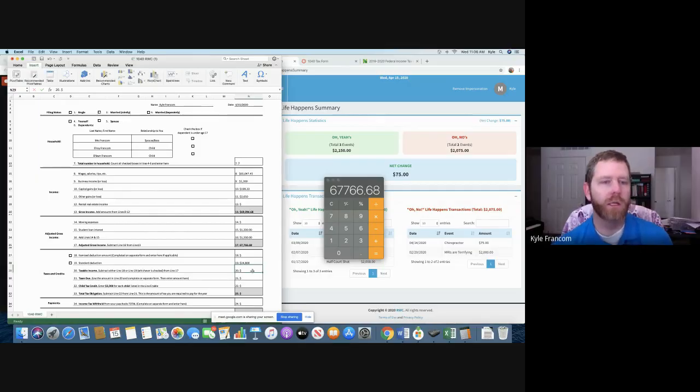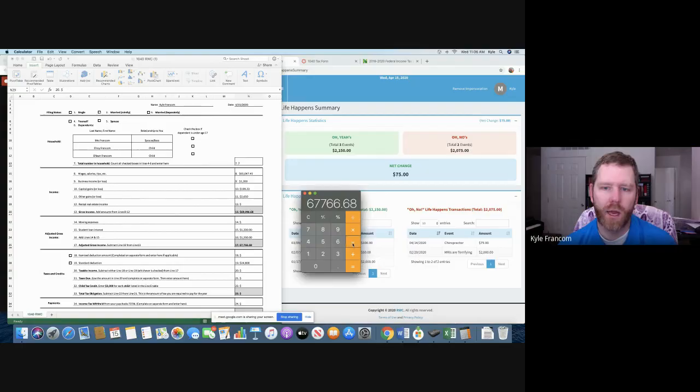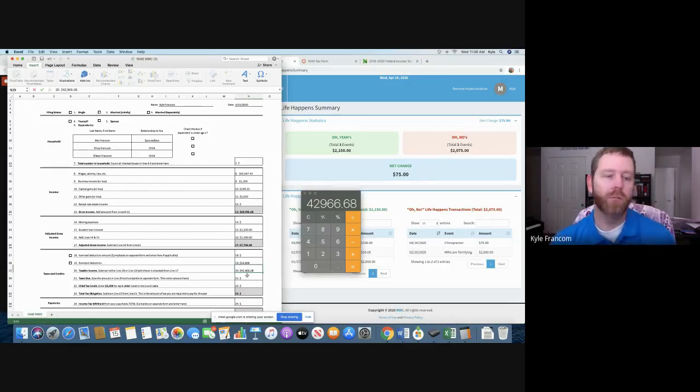Okay, now let's go down to line 20. This is your taxable income. It says subtract either line 18 or line 19, whichever is checked, from line 17. So I take line 17, which I already have on my calculator, and I'm going to subtract line 19, which is 24,800, and that gives me 42,966.68. That is my taxable income.